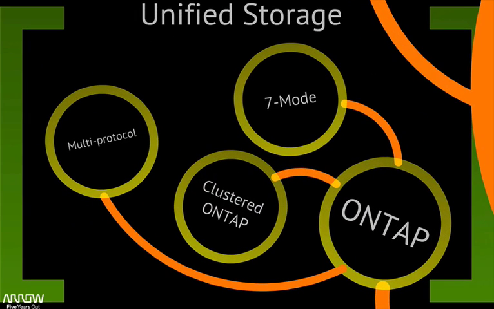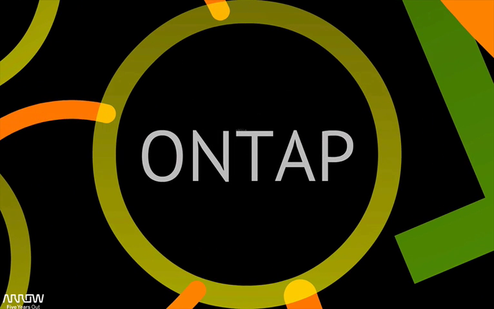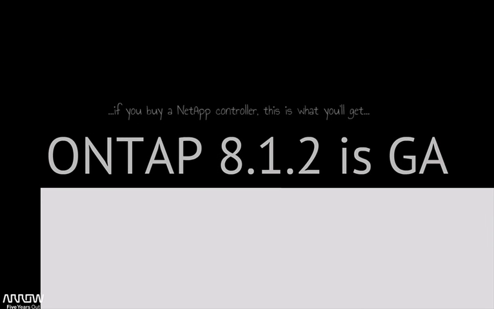As we move through the value prop presentation, we come to unified storage, the core of unified storage being the operating system sat on the controllers themselves. The operating system within NetApp is called Data ONTAP. So if you purchase a NetApp controller, you are likely to get ONTAP 8.1.2 at the moment. That is the latest GA version.